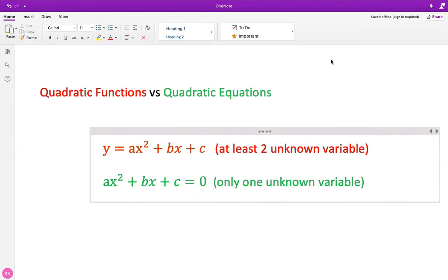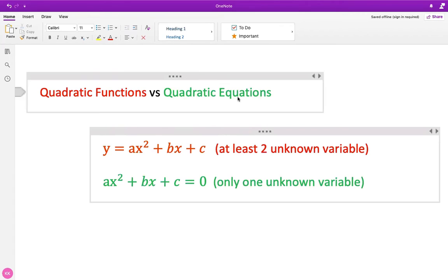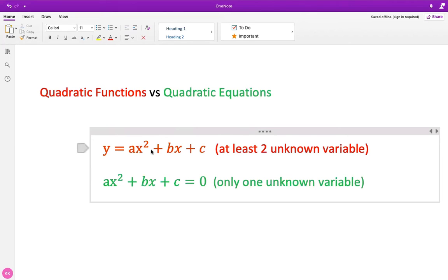Next I will cover the difference between quadratic functions and quadratic equations. Quadratic functions are in red and quadratic equations are represented in green. You will see that the quadratic functions have at least 2 unknown variables in this course, unknown variable y and unknown variable x. For the quadratic equation, we have only one unknown variable, which is x. So a, b, c are all constant numbers.